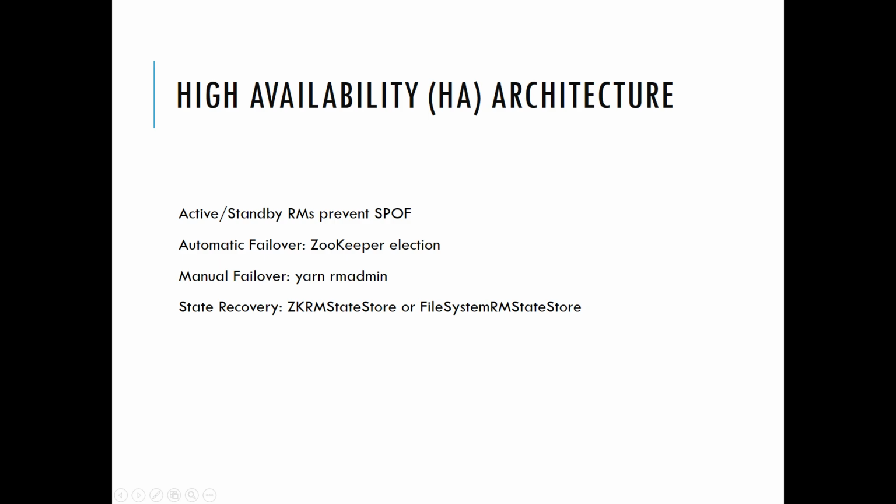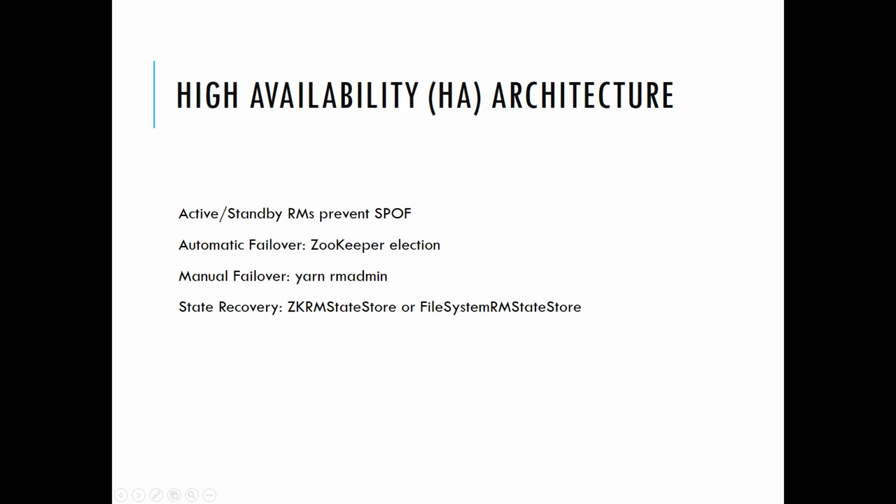Eliminating the single point of failure is achieved through a high availability architecture. This involves running two Resource Managers in an active-standby configuration. The active RM handles all operations, while the standby is ready to take over instantly. Automatic failover is managed by a ZooKeeper ensemble, which conducts a leader election to promote the standby to active upon a failure. Administrators can also initiate a manual failover using the yarn rmadmin command.